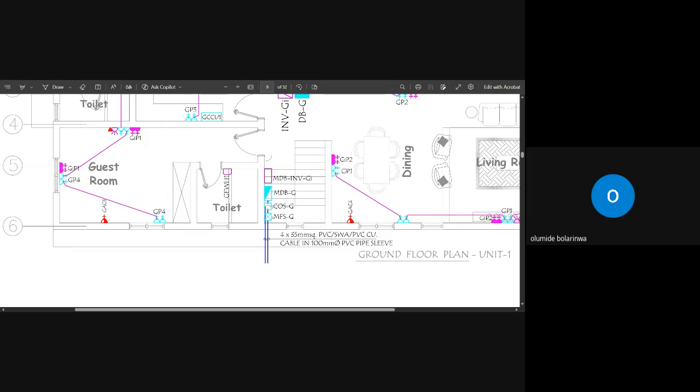Can we get the total? Can someone tell us the total? What is the total length? We are calculating 4 core by 35 mm, PVC, SWA, PVC. Can someone tell us the total?